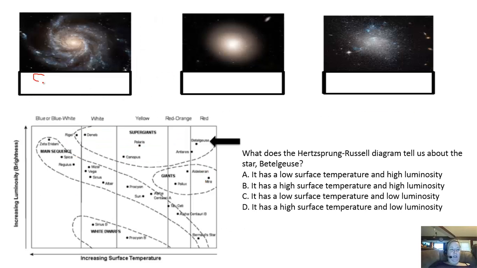All right, we know that this is a spiral because it has that beautiful shape. This is an elliptical because it has that egg shape to it. And last but not least, what was it? Yes, you guessed it. This is an irregular galaxy because it's just stars clustered together.